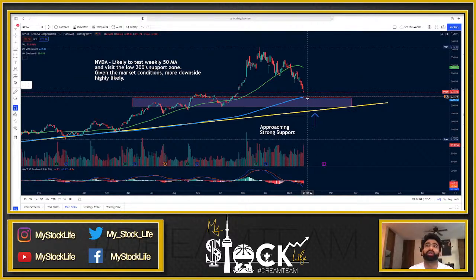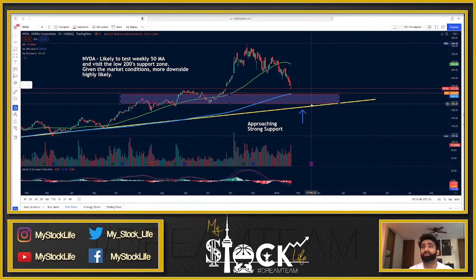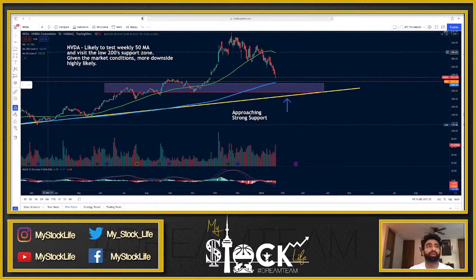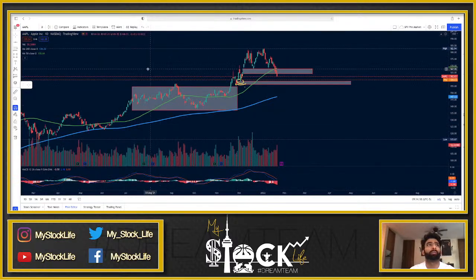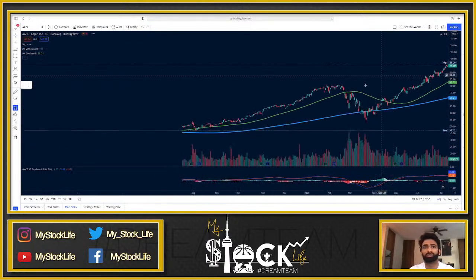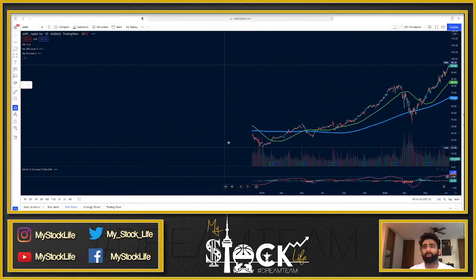If we don't hold the 200 MA on Nvidia, the next level is all the way towards 195. And from 195, we have all the way down here, which is roughly 142. Can it come to 142? You bet. Of course it can come to 142. Anything is possible, right? This reminds me of Apple back in 2015. Well, this is exactly what happened with Apple back then.